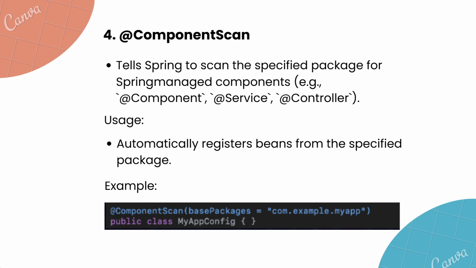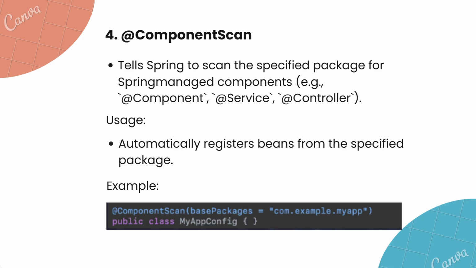Simplified analogy. Think of at component scan as turning on a scanner that automatically detects and registers all essential parts of a system like sensors, cameras or lights based on their location in the system. This approach reduces manual work and promotes modular and clean code, especially in larger applications.